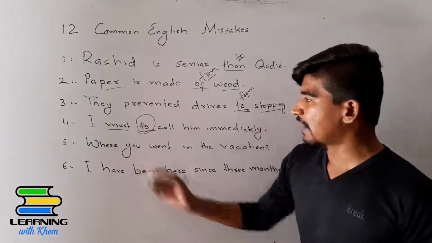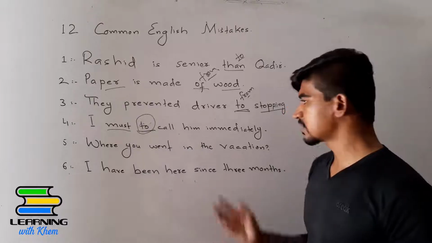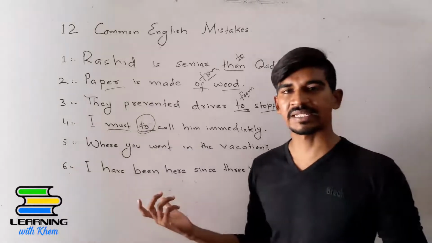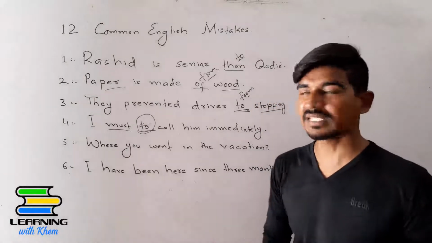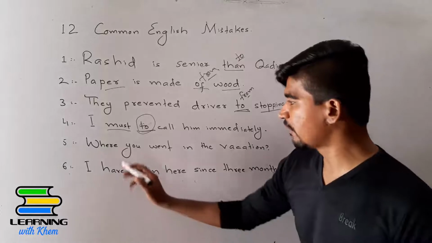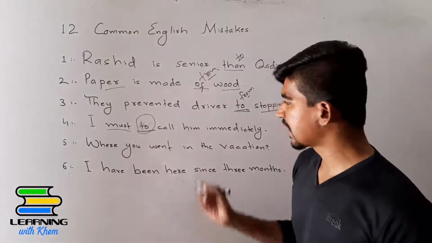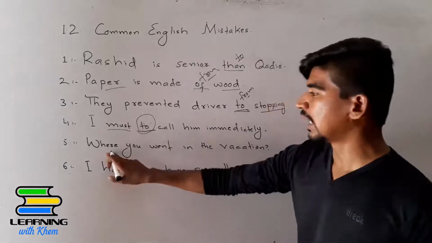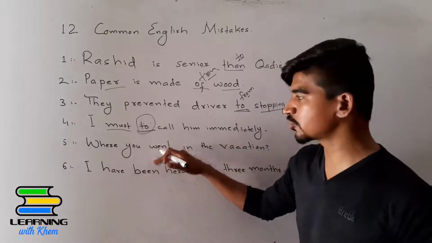Moving on, our next sentence is this: Where you went in the vacation. Of course, this sentence seems very incorrect. If you know the basics of grammar, you can easily correct it. Whenever a sentence is in interrogative form, how can we correct it? We have to know what kind of tense this sentence belongs to.